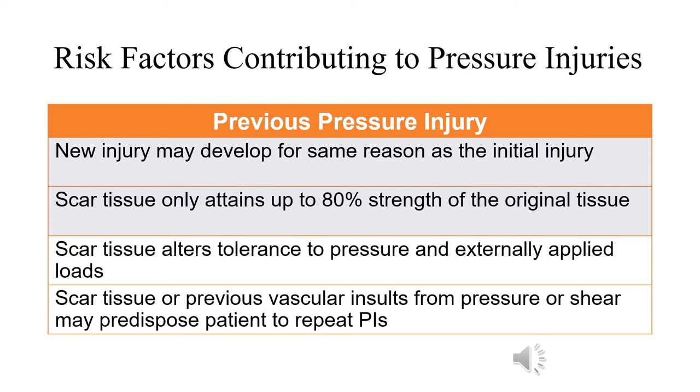and to try to remember that depending on the situation, the initial factor that went into causing the pressure injury may not be able to be reduced, such as a spinal cord injury. We're not able to all of a sudden cure that spinal cord injury, so we have to be really vigilant about controlling all of the other factors that we're able to.